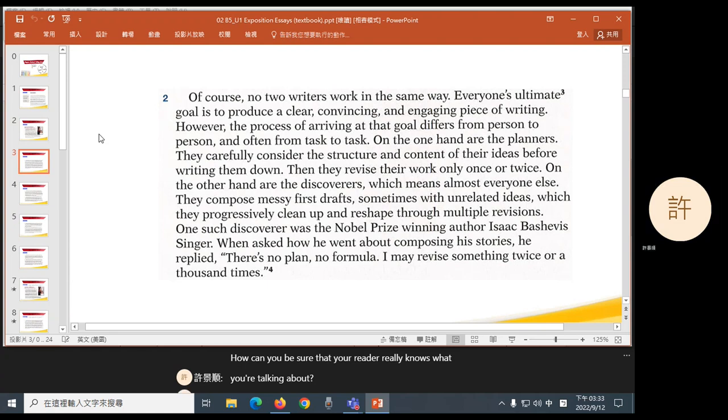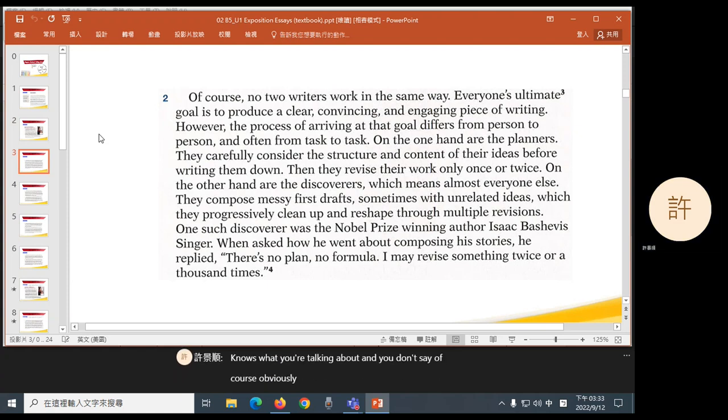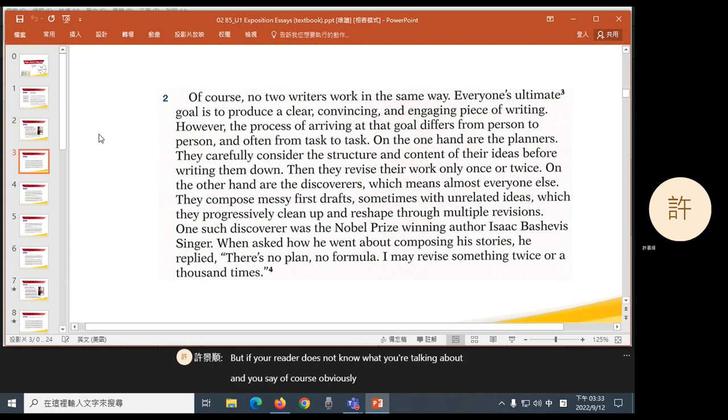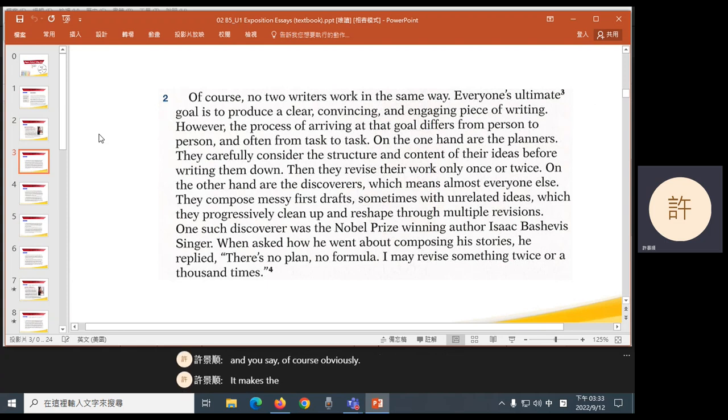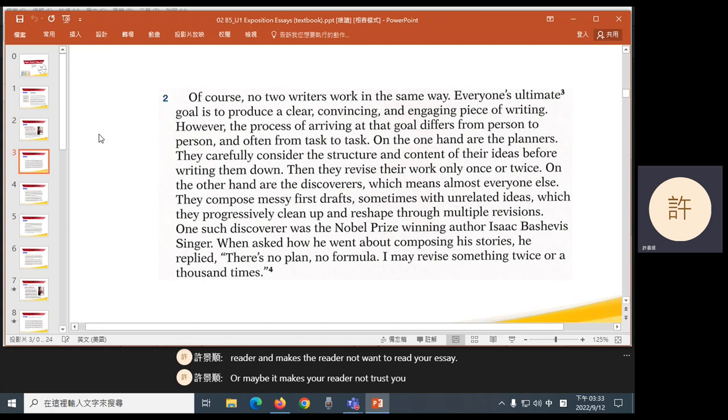Let's think about this. If your reader knows what you're talking about, and you don't say, of course, obviously, it doesn't matter. There's no difference. But if your reader does not know what you're talking about, and you say, of course, obviously, it makes the reader feel like this essay did not think of them. You're not writing for this reader. It makes the reader not want to read your essay. Or maybe it makes your reader not trust you because you don't really understand the reader.